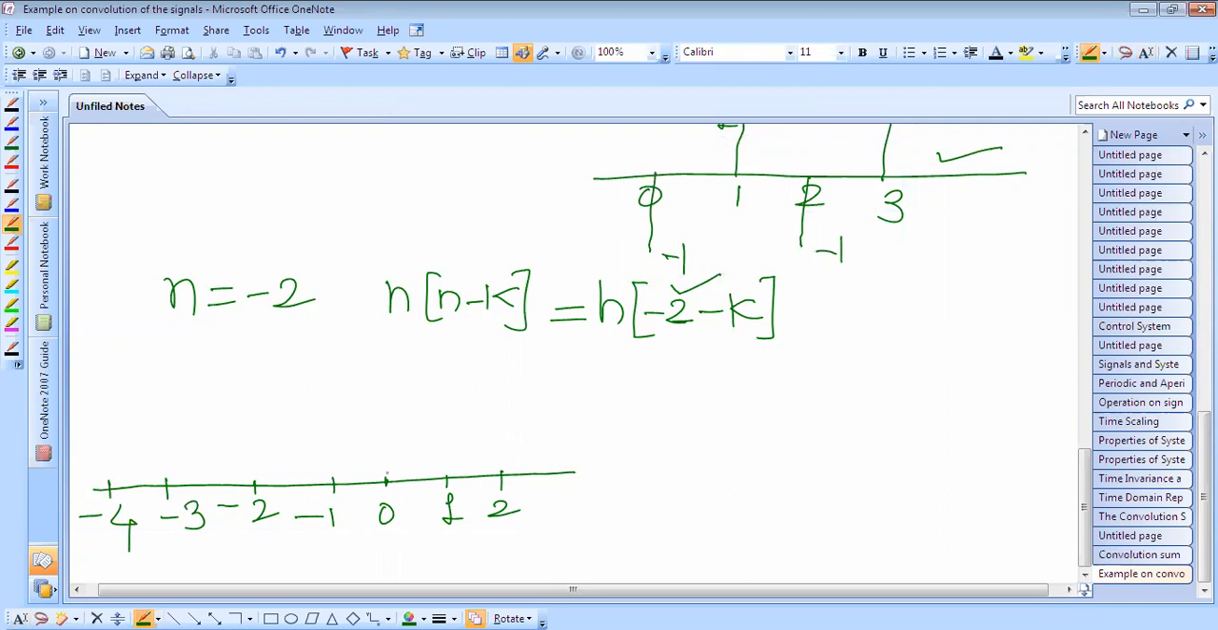Toward the left, at 0 it is 1 and this is 2. So n is equal to -2 means we have to shift toward the left by 2 units. So this is first.